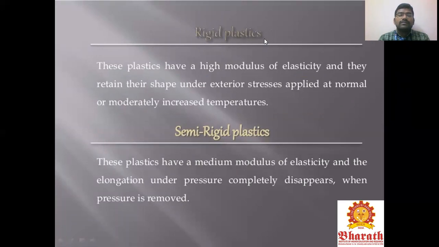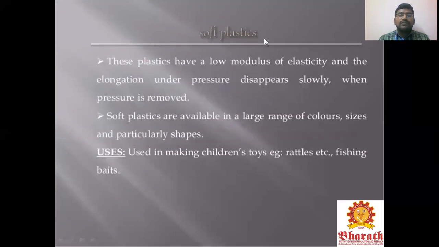The rigid plastic. Semi-rigid plastic: the plastics have a medium modulus of elasticity, and the elongation under the pressure completely disappears when the pressure is removed, for the semi-rigid. Soft plastics means these plastics have a low modulus of elasticity, and the elongation under the pressure disappears slowly when the pressure is removed. The soft plastics are available in a large range of colors, sizes, and particularly shapes.